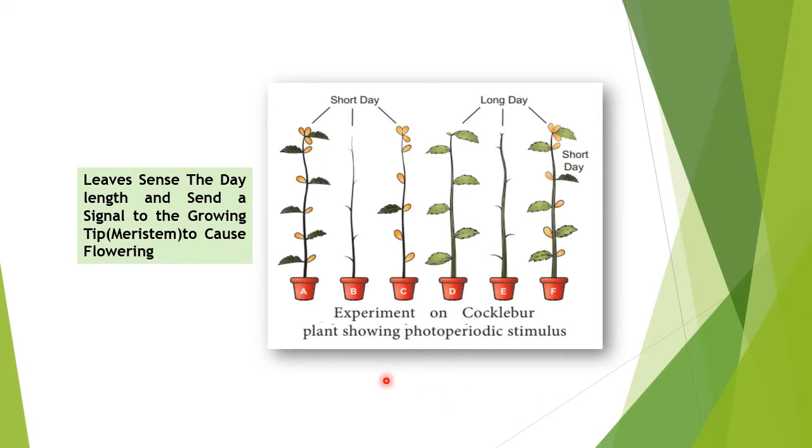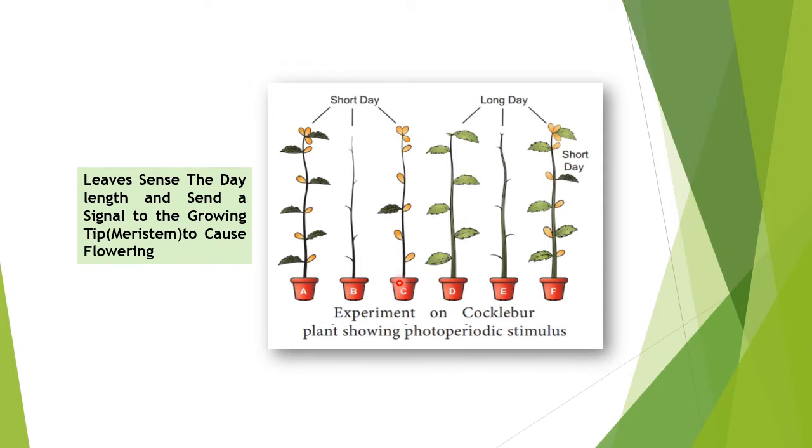As we will see in the case of Xanthium, or the cocklebur plant, showing the photoperiodic stimulus. This is a short day plant. Xanthium is a short day plant, and when you give it short days, where day length is short and nights are long, it shows flowering. If you defoliate it and give short day conditions, there is no flowering. Now if you take all the leaves down and keep only one leaf and subject it to short day conditions, it shows flowering.